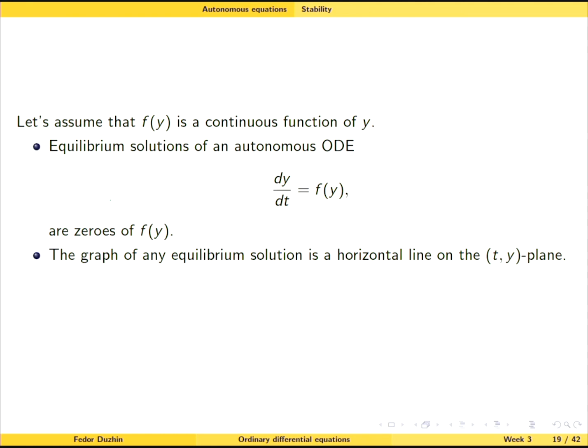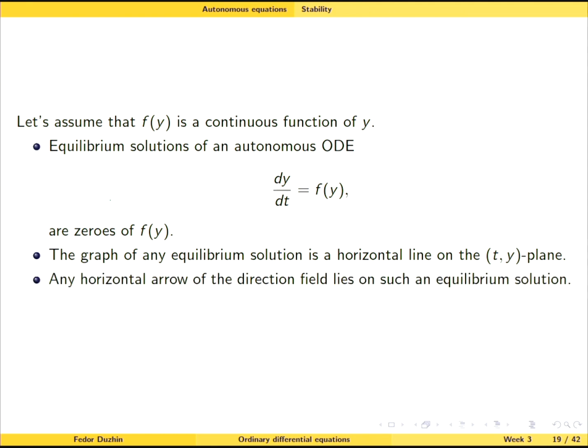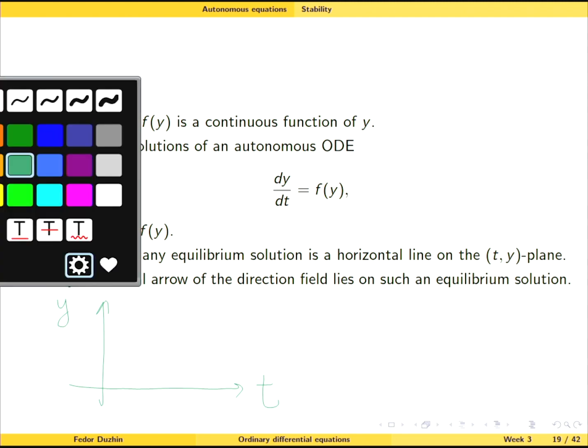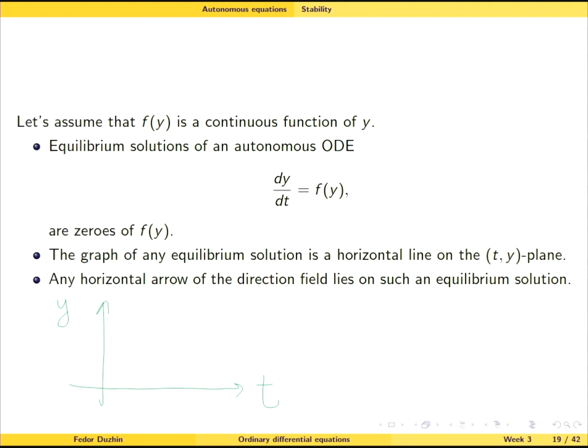But if y is constant, then the graph of an equilibrium solution would be a horizontal straight line. And at the same time, of course, imagine the following. Suppose that we are plotting, say, we have the ty plane, and suppose that for some particular value of t, dy dt is 0, so f of y is 0.